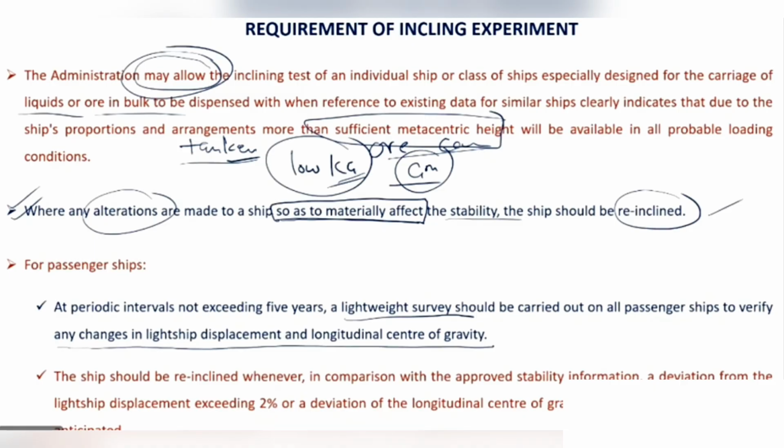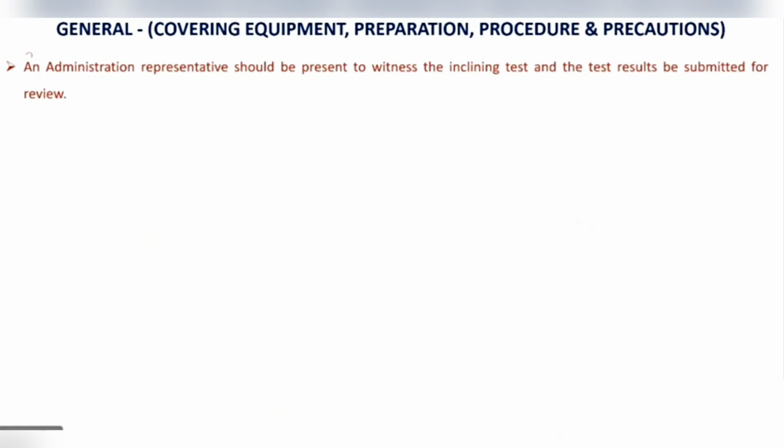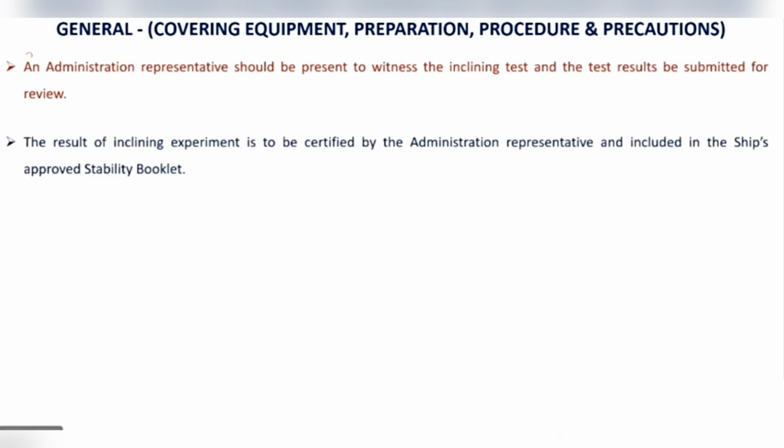So for passenger ships, why is it so strict on passengers, beta? A surveyor or the administrative representative should be present to witness the inclining experiment, and the test results shall be submitted to the surveyor for review. The result of the inclining experiment is to be certified by the administration through its representative, and the same should be included in the approved stability booklet.